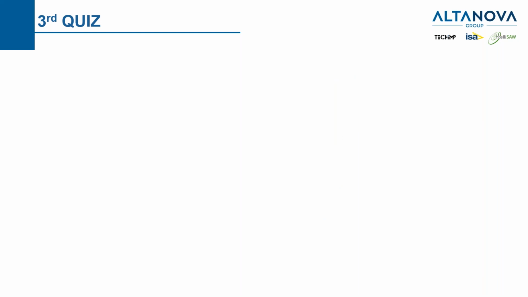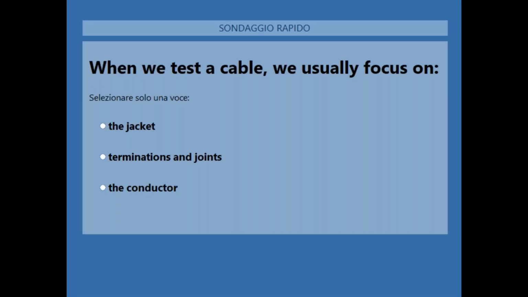Then I will give the word to Andrei for the third poll. So guys, now we have one question which hopefully will not be that difficult. The question is, when we test a cable, we usually focus on A, the jacket of the cable, B, terminations and joints of the cable, or C, the conductor of the cable. So if you have been listening attentively until now, you would know which is the correct answer.